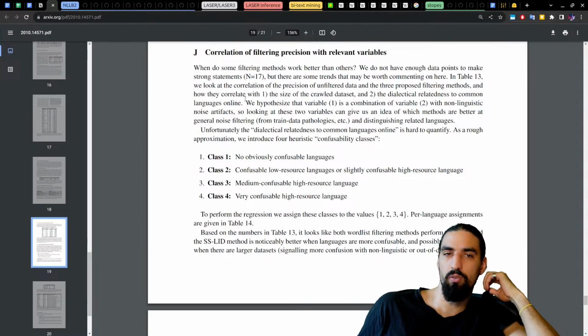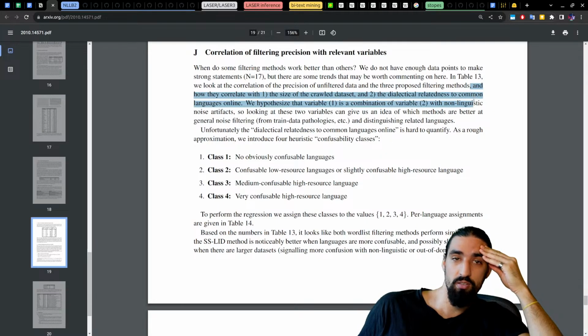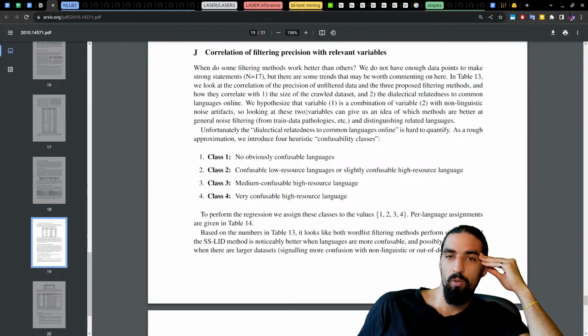In table 13, we'll look at the correlation of the precision of unfiltered data in the 3 proposed filtering methods and how they correlate with 1, the size of the crawl data, the dialectical relatedness to common languages online. We hypothesize that variable 1 is a combination of variable 2 with non-linguistic noise artifacts.